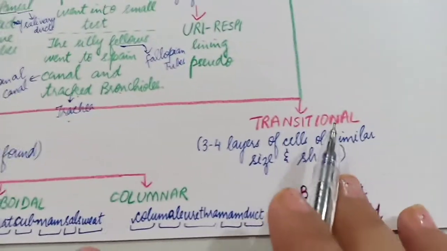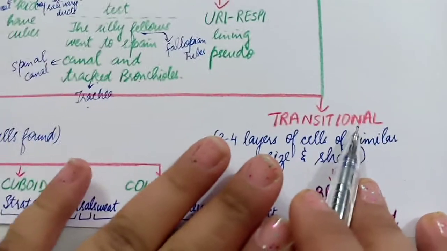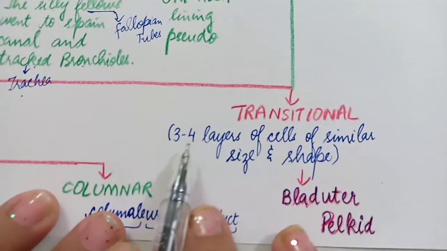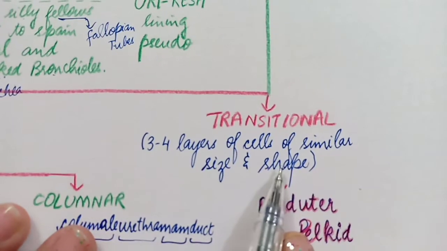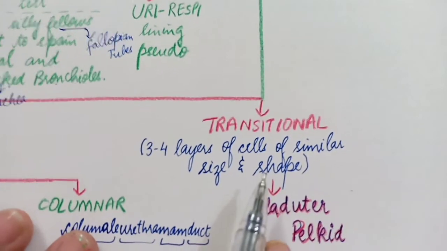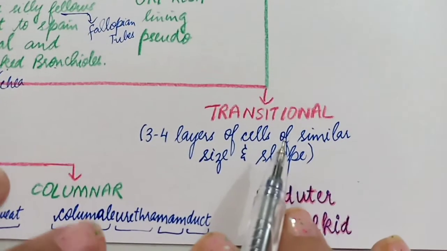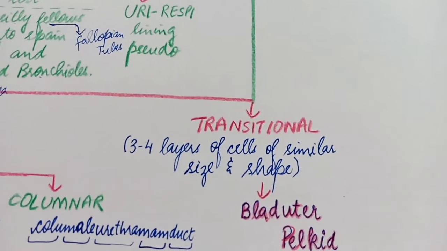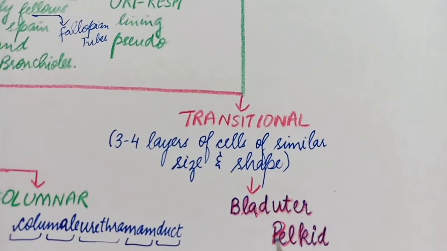Then next is transitional. As I told you, compound is classified into stratified and transitional. So this is transitional now. Transitional tissues have 3 to 4 layers of cells of similar size and shape. Now these transitional tissues are found in those organs which have to show high stretching. Okay, where is high stretching required inside our body?